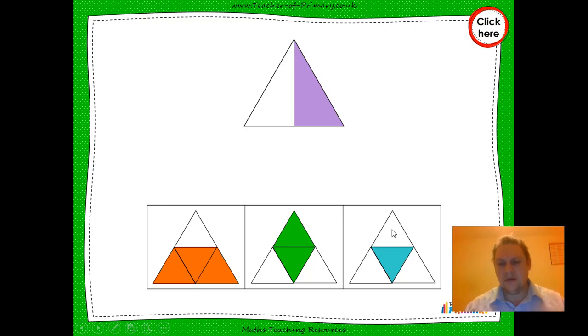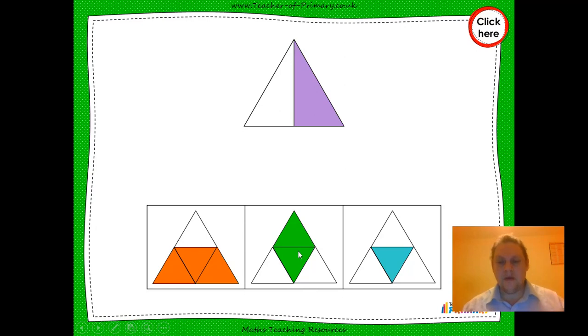Let's see how many it is divided into. 1, 2, 3, 4. It's divided into 4. How many of those are shaded? 1. So we're showing 1/4 here. What about this shape? We've got 1, 2, 3, 4 again. How many are shaded? 1, 2, 3. So we're showing 3/4 here of the whole. How many are shaded in the middle here? 1, 2. So we've got 2/4.